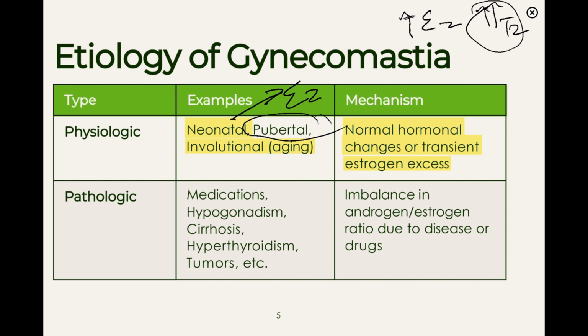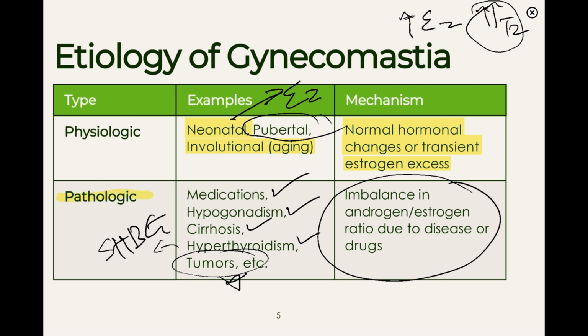How about the pathologic causes? And this is what we are more interested in. So always look at medications. So medications are a known cause: hypogonadism in a male, cirrhosis, hypothyroidism really has to do with sex hormone binding globulin, and we'll review this shortly. Tumors, so we don't want to miss those as well. And this can also lead to an imbalance in androgen and estrogen ratio.